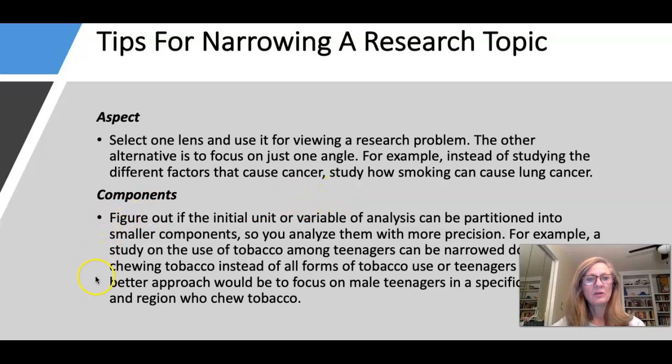Another tip is components. Figure out the initial unit or variable of analysis that can be partitioned into smaller components. Back to tobacco, we could talk about chewing tobacco, or vaping, or young males of a specific age range and region who chew tobacco. We're here in North Carolina, this is tobacco country. What aspect of North Carolina and tobacco and Onslow County, for example, could you look at?